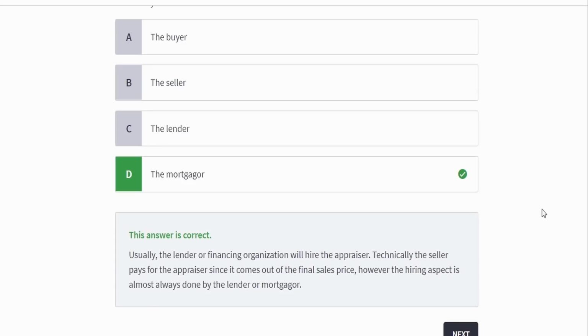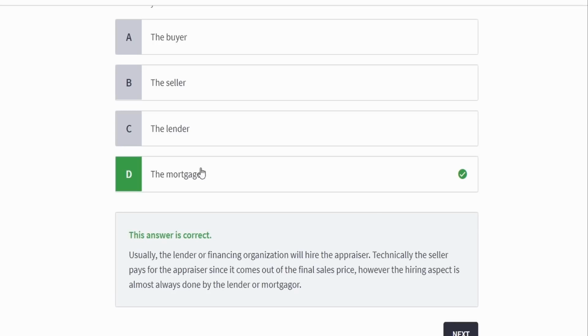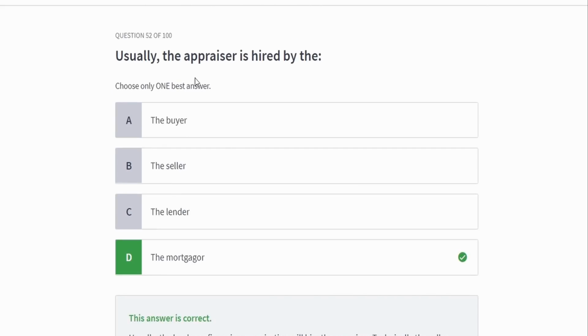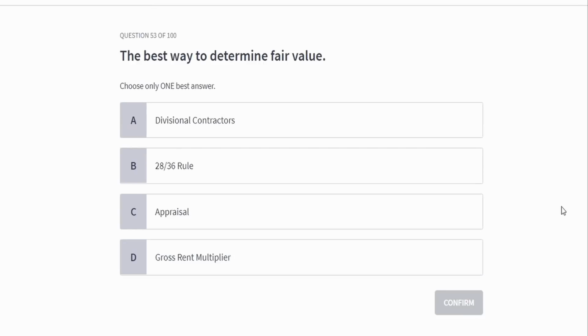the mortgagor, mortgagee, things like that, no one really says those in regular language or lingo. It's more or less what shows up on the contracts. That's why you need to be familiar with these terms for when it does come up on the contract, or on the exam, like they're trying to throw you a curveball on this question. That's what they'll do.